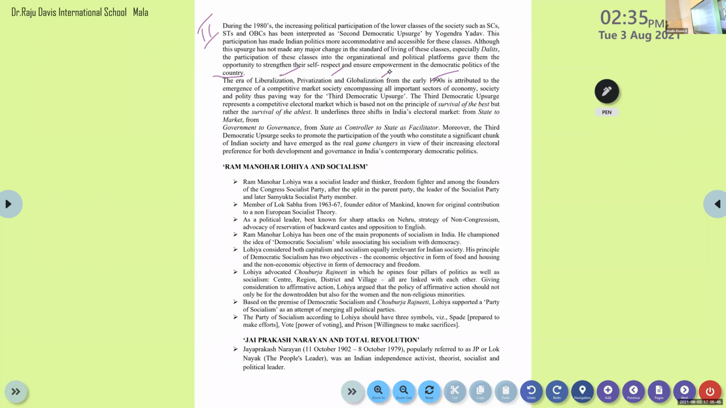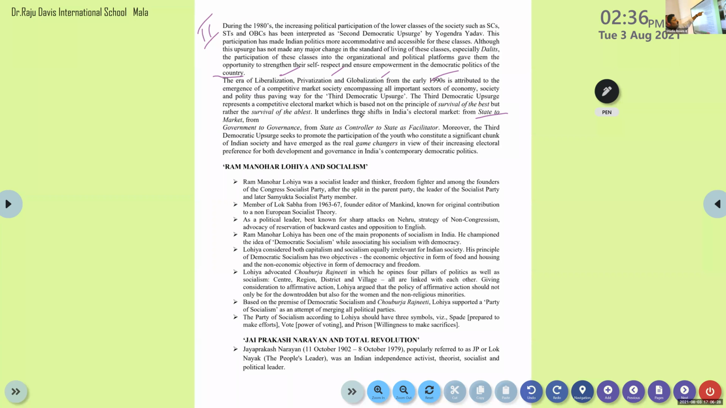So it underlines three shifts in India's electoral market. From state to what? Market. Countries nowadays are a market, allowing other countries to sell their products, and we are inviting foreign direct investment into our country: state to market. Next, from government to governance, not just the government. They have to govern. Basically, government changed into an efficient mechanism. They started controlling and administrating a number of things in the country.